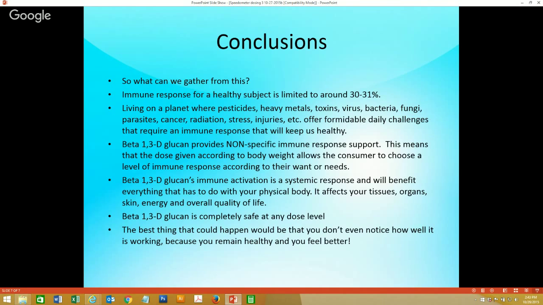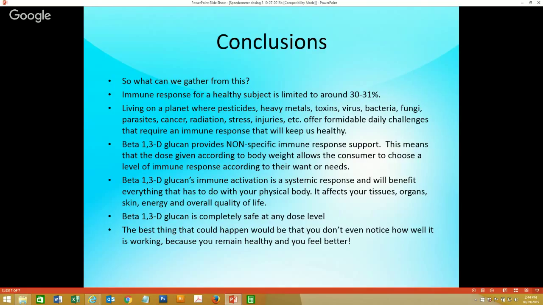So let's wrap up and look at some conclusions. What can we gather from these last couple of minutes? One, the immune response for a healthy subject is limited to around 30 to 31%. That's living on a planet such as ours, where you've got pesticides, heavy metals, toxins, virus, bacteria, fungi, parasites, and cancer and radiation and all kinds of stress and injuries, the list just goes on and on. So many other formidable daily challenges that are going to require an immune response that is itself formidable to keep us healthy, or a very, very good immune response to help return us to good health if we're already down from a challenge.